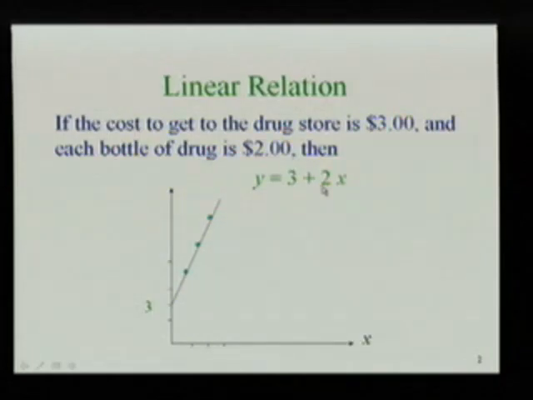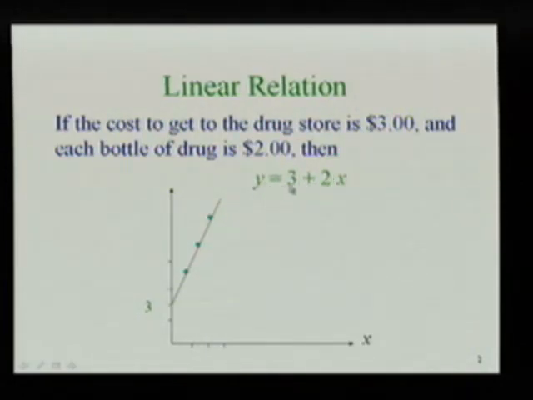For instance, I'm going to a drugstore. It costs me $3 to get in there, and then I'm buying some Tylenol. Each bottle is $2. So I can come up with this relation between the cost and buying x bottles of Tylenol. You go in there, you have to pay $3, and then for each bottle you buy, it's $2. So if I buy one, it's 3 plus 2, that's 5. If I buy 2, that's 3 plus 2 times 2, which is 7. If you buy 3, 2 times 3 is 6 plus 3 is 9. And it keeps going.